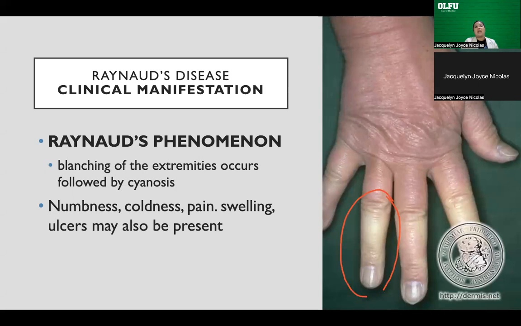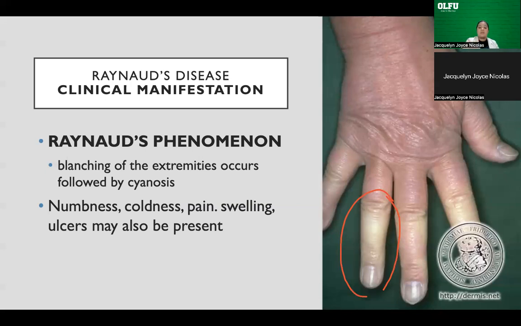Ang nakikita lang would be, syempre, malaking predisposing factor would be the environment. Okay, if it's very cold. Kadalasan yun. Because cold again causes vasoconstriction. Very good. Okay. Now, the Raynaud's phenomenon, again, there's the blanching of the extremities followed by cyanosis.